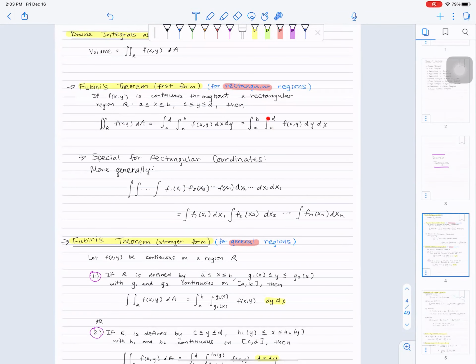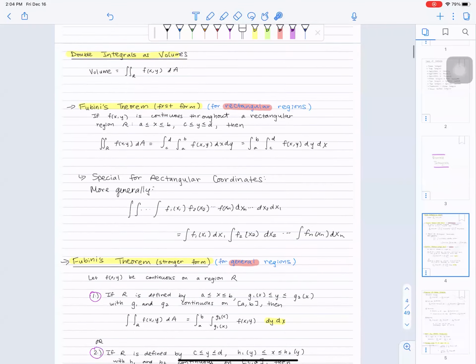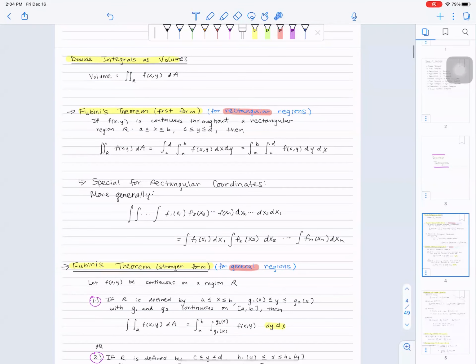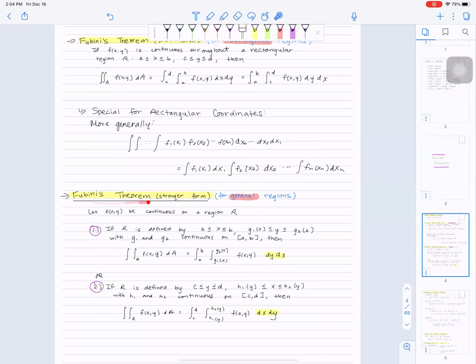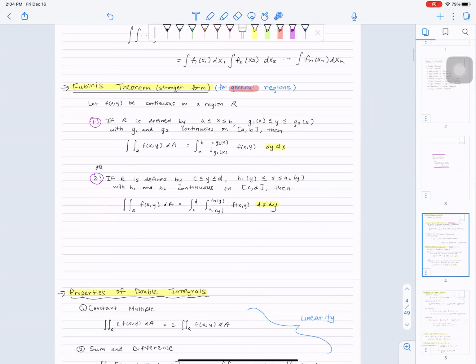And so if you want to switch the ordering of your integration, like if you wanted to do dx dy or dy dx, you don't have to think about anything. You just have to switch the bounds and switch the lettering. But then we have the stronger form of Fubini's theorem, which is typically the one that we use, and that tells you how you're supposed to find your bounds.